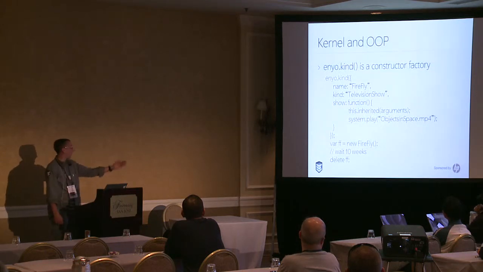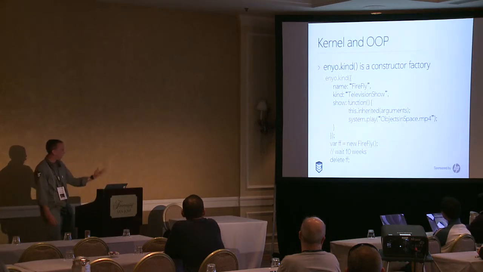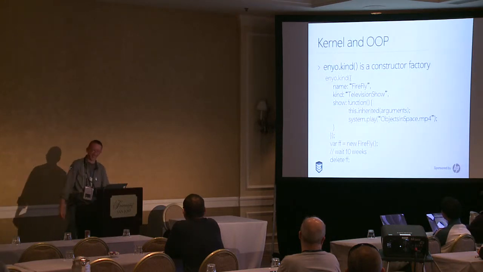All right, and so then there's the example. After I've run the Enyo kind method and I have this Firefly kind, I make a new one, and then I wait 10 weeks and then I delete it.